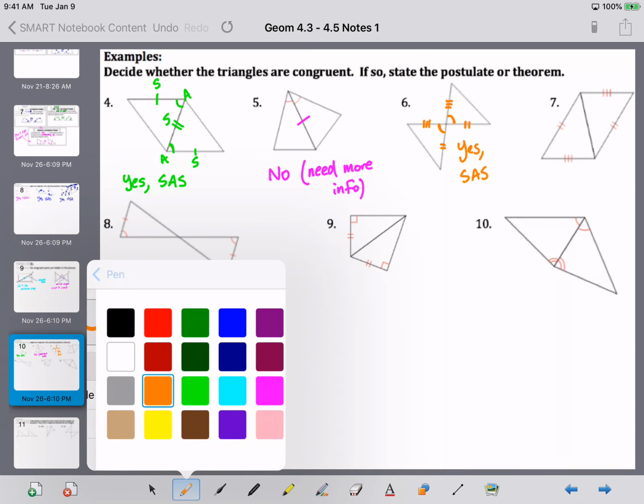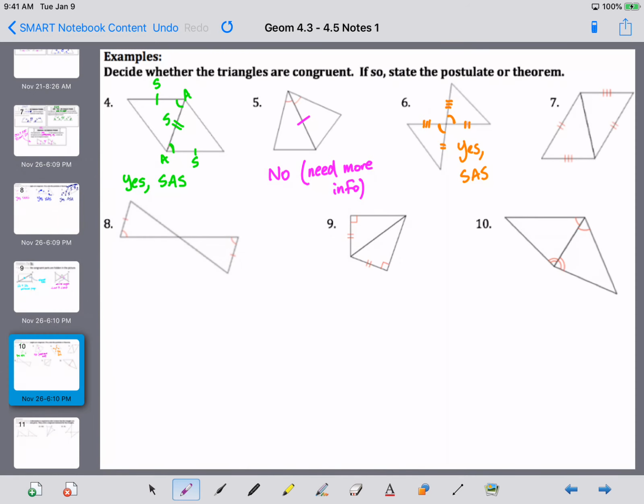All right, next one, we have again a shared side, so it's congruent to itself. So notice all the sides are filled in. So this would be yes by side, side, side.